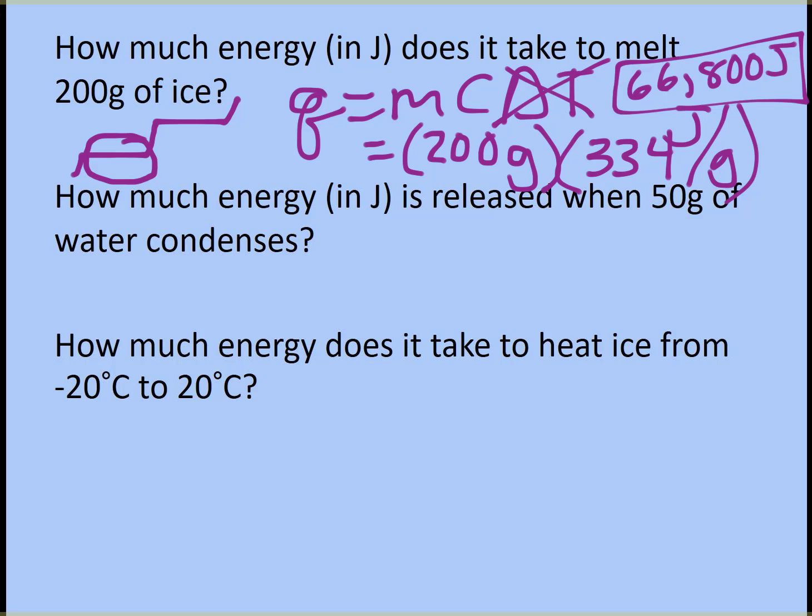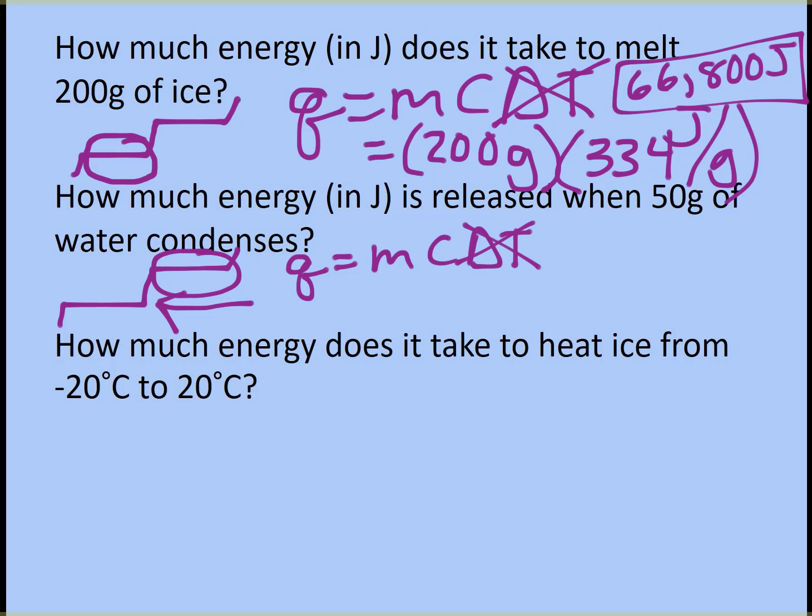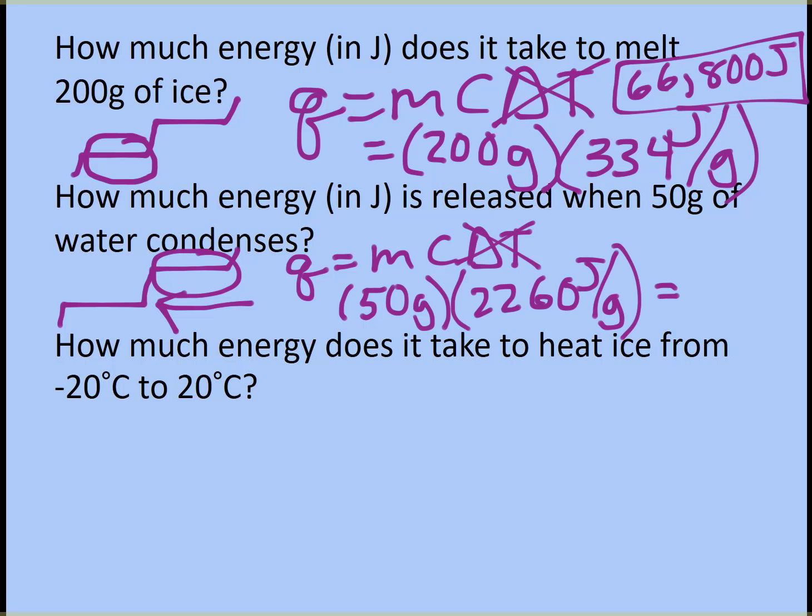The second one, how much energy in joules is released when 50 grams of water condenses? So I'm just going to draw my heating curve, but I am right here. I'm just going this way. I'm going backwards. So write my formula. This is a phase change, so I can get rid of that. So my mass, 50 grams, and then I look up the enthalpy. It should be given to you, and I just do my math.